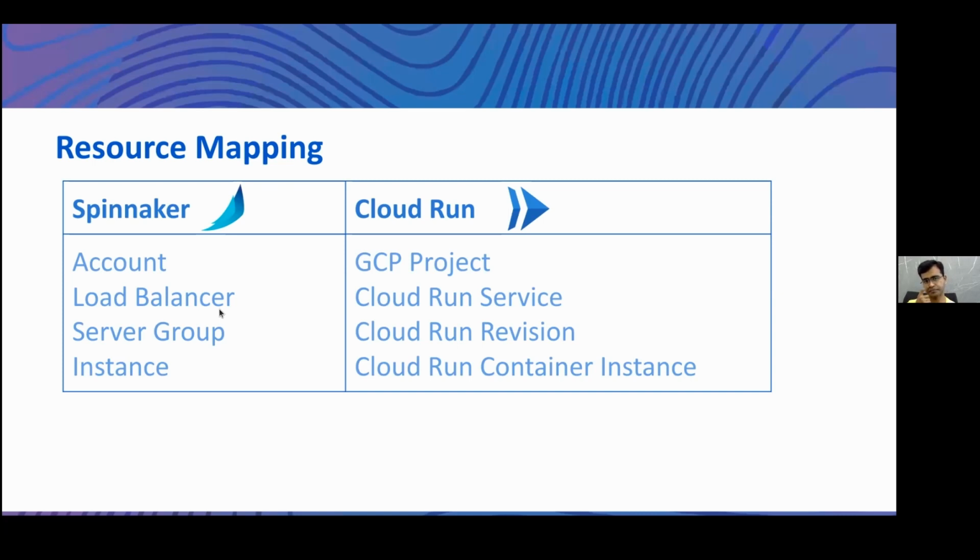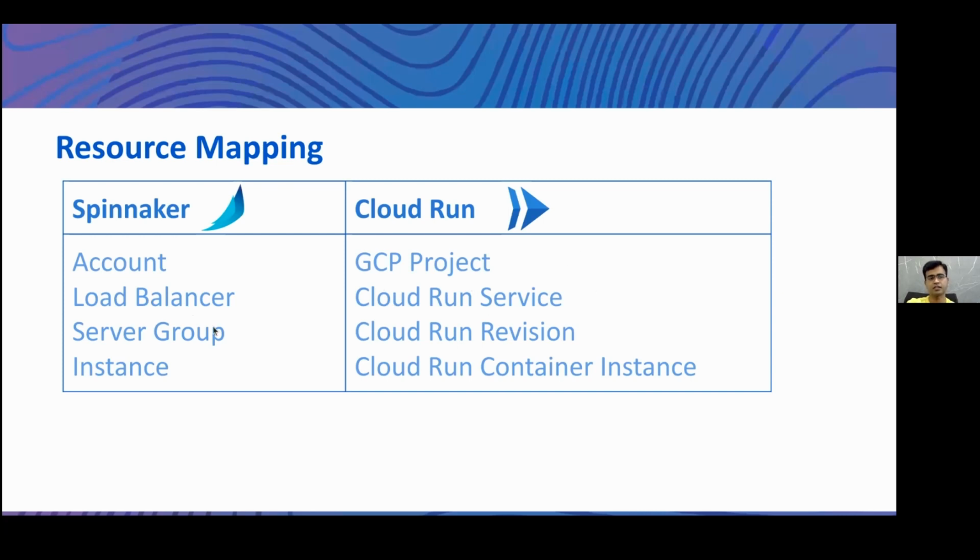And for the load balancer, first of all, in Cloud Run, there are two main components. One is a service and another is a revision. Service provides a unique endpoint to the containers, and it also takes care of the underlying platform scaling up or down based on the incoming requests. And so service is mapped to the load balancer in Spinnaker.